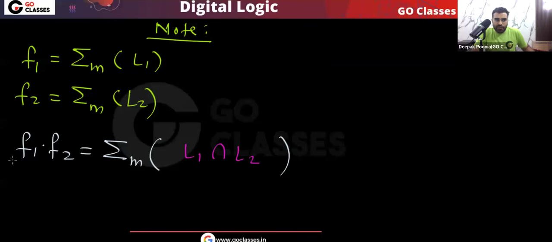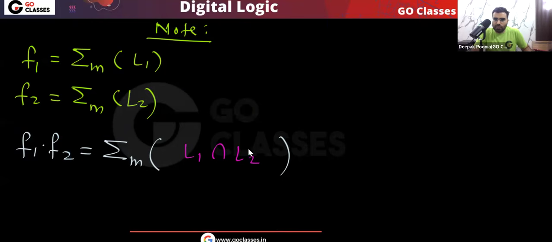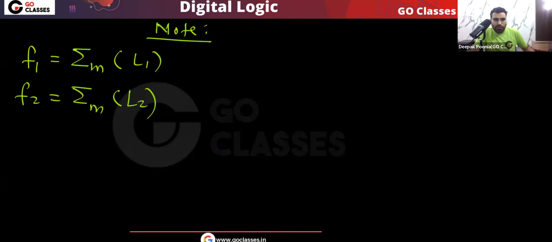Because F1 and F2 will be 1 for those input combinations, for those indexes where both F1 and F2 are 1. Okay, and you can see F1 is 1 for this set and F2 is 1 for this set. So I need to take the intersection to find those indexes, those row numbers where both F1 and F2 are 1. Okay, is this clear? Very simple.